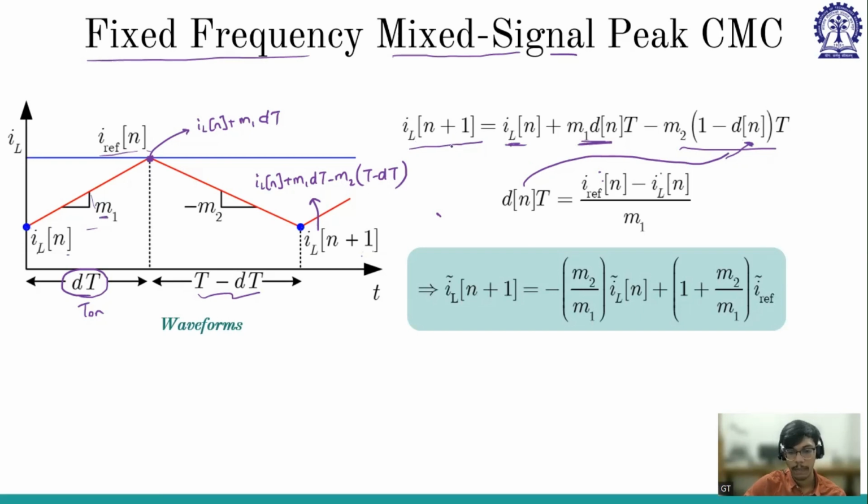Then I am doing perturbation. So first I have substituted this and then perturbed the variables. All constant terms will vanish and we are left with IL perturb of n plus 1 equals minus m2 by m1 times IL perturb of n plus m2 by m1 into I reference perturb.